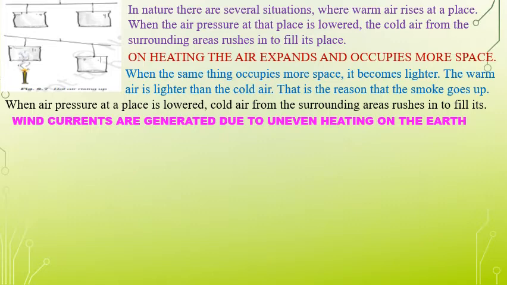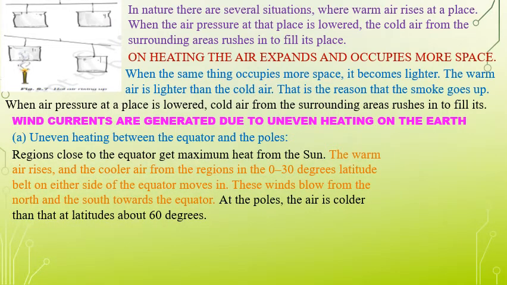Then comes: wind currents are generated due to uneven heating of Earth's surface. First is uneven heating between the equator and the poles. Regions close to the equator get maximum heat from the sun. The warm air rises, and the colder air from the region in the 0 to 30 degree latitude belt on either side of the equator moves in. These winds blow from the north and the south toward the equator.